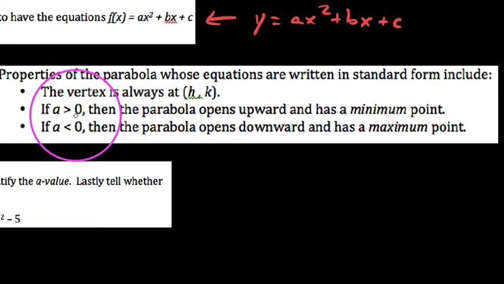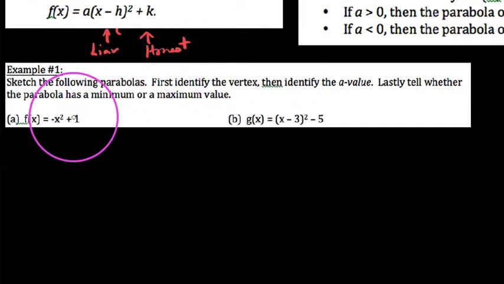If a is greater than 0, that is if a is positive, then we say the parabola opens upward and has a minimum point. Recall that if a parabola opens upward, it'll go up forever and ever and therefore has no maximum, but certainly has a minimum. And conversely, if a is negative, then we say the parabola opens downward, has a maximum point. Okay. Let's go ahead and just look at a couple of examples.